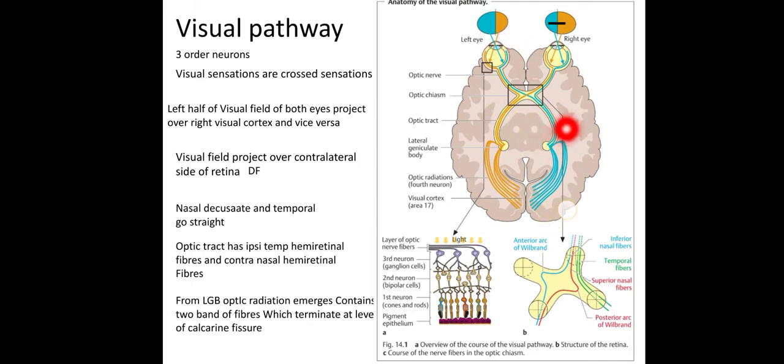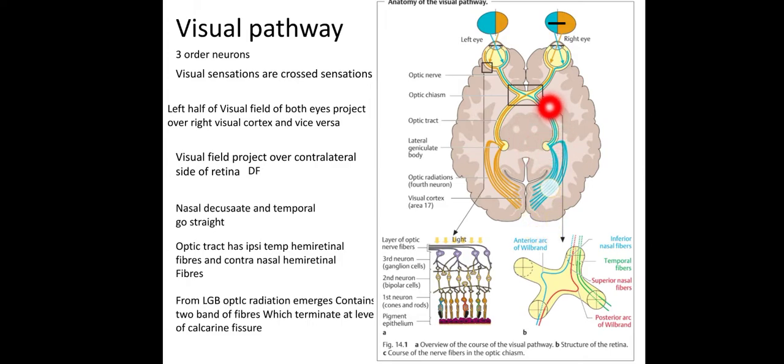This means the optic tract contains the left half of the visual field of both of the eyes. So this also states that visual sensations are crossed sensations.